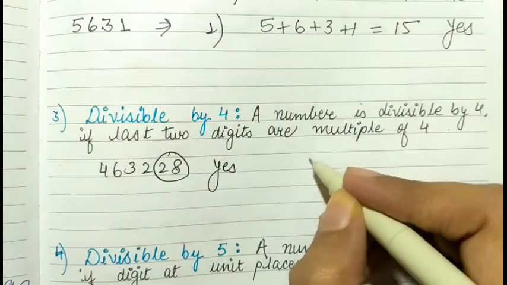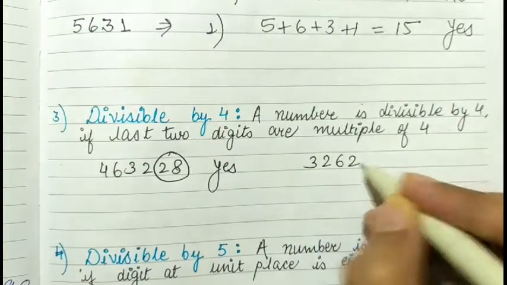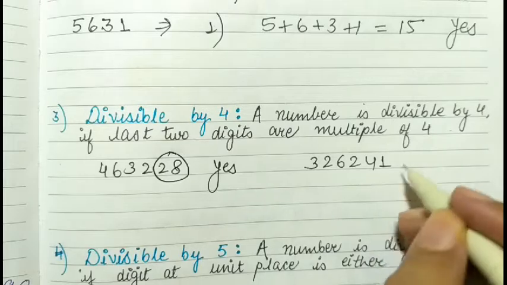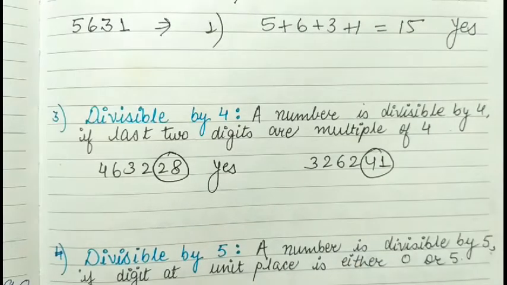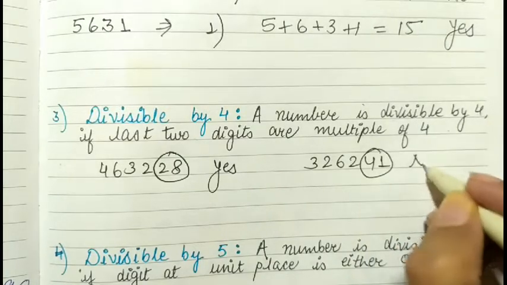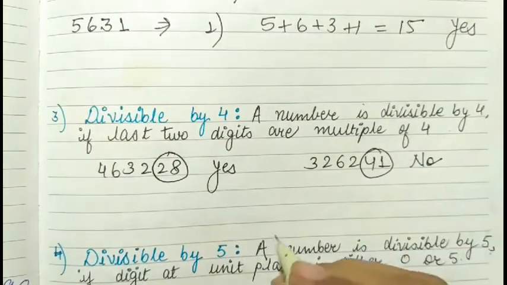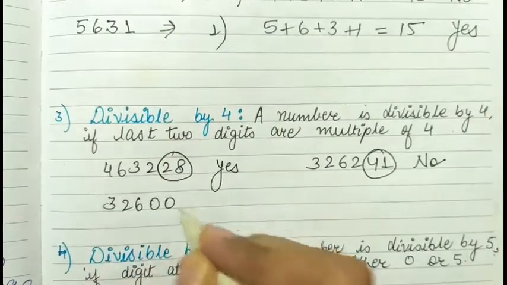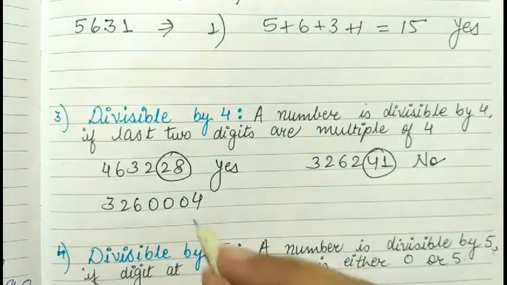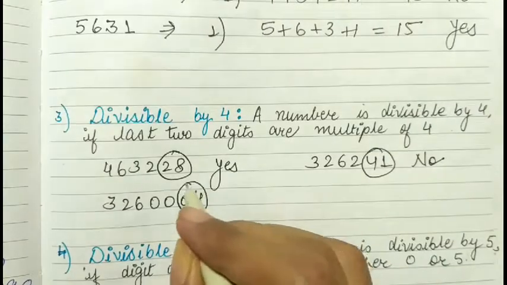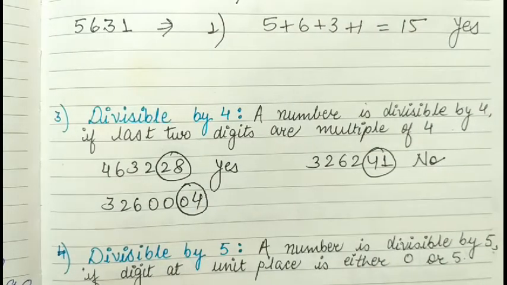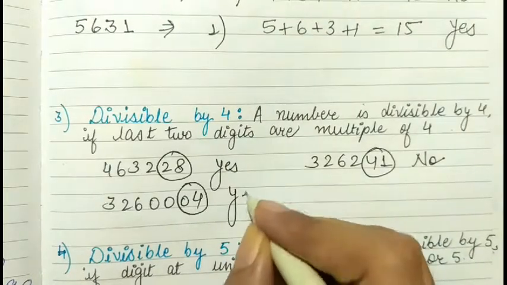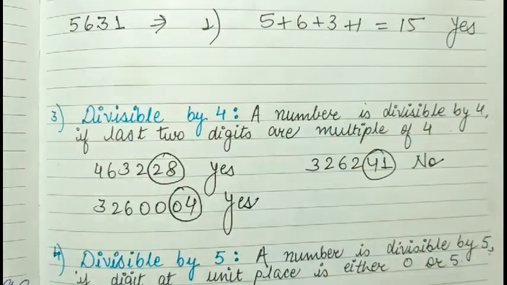Let's take a few more examples. 326241. Last 2 digits are 4 and 1, 41. 41 is not divisible by 4. So this number is also not divisible. Next, 326004. Last 2 digits, 04. It will become 4. 4 is divisible by 4, so this number is also divisible by 4.